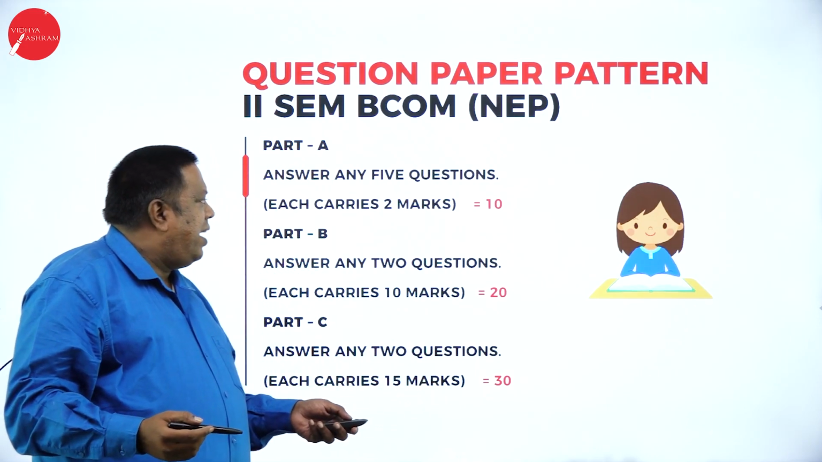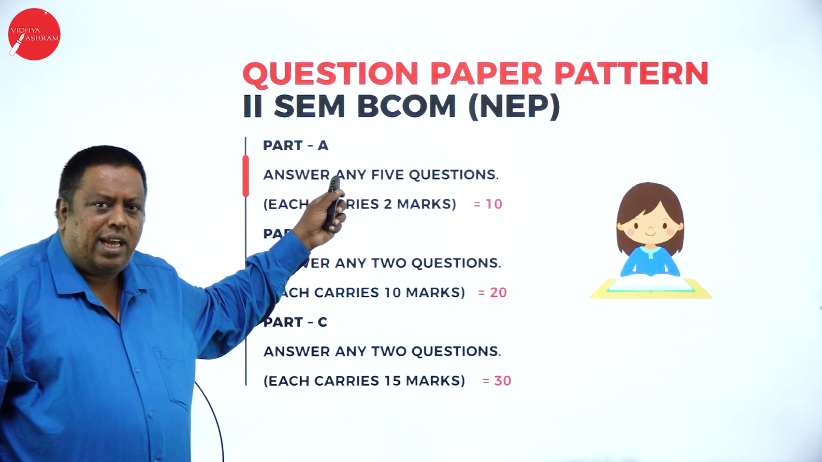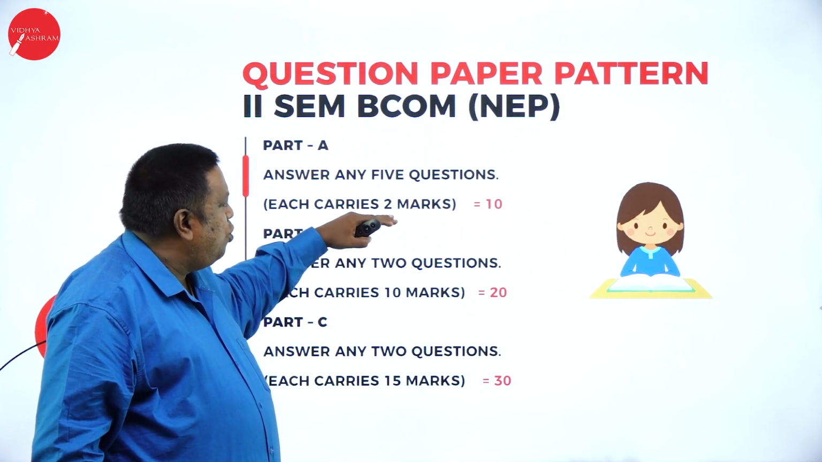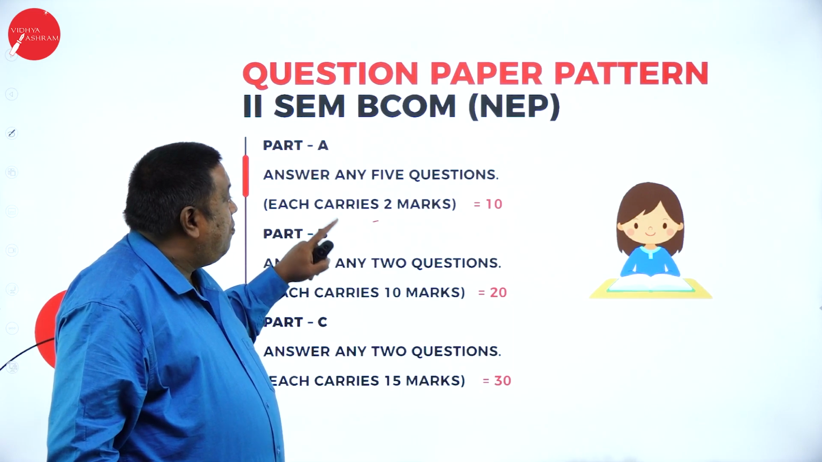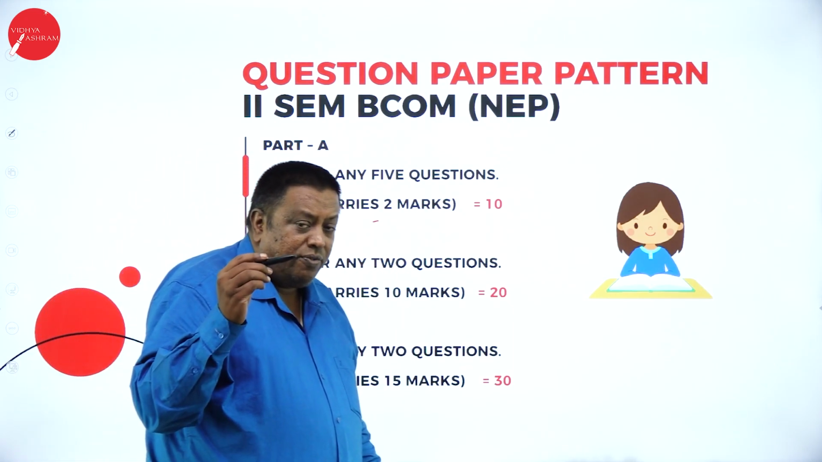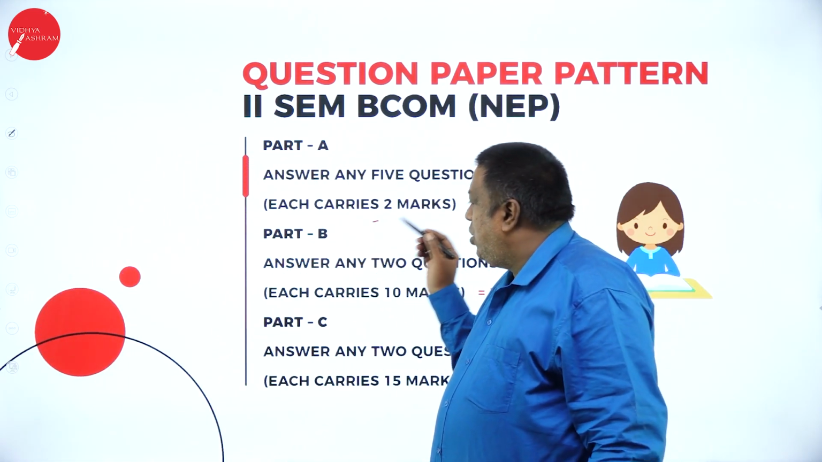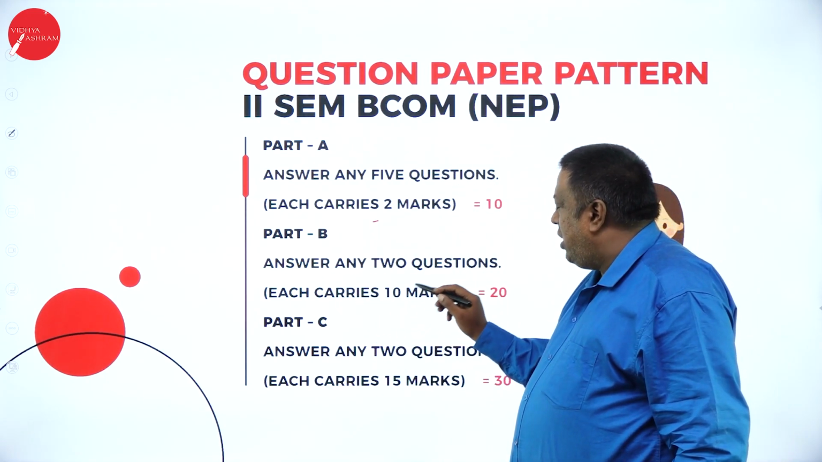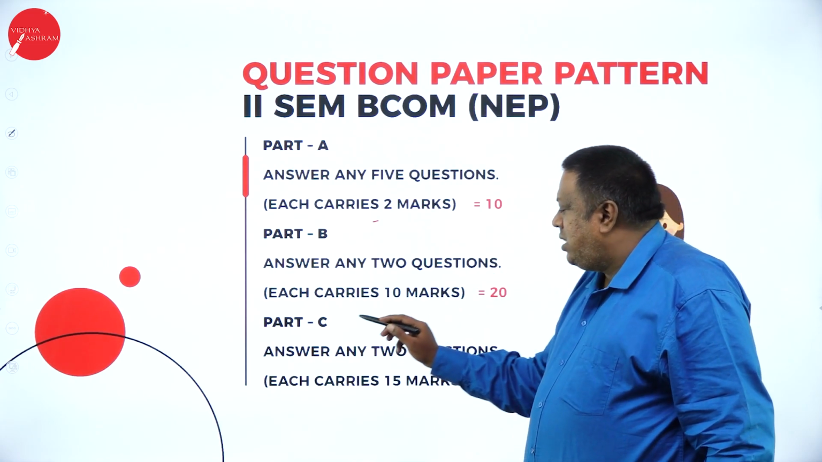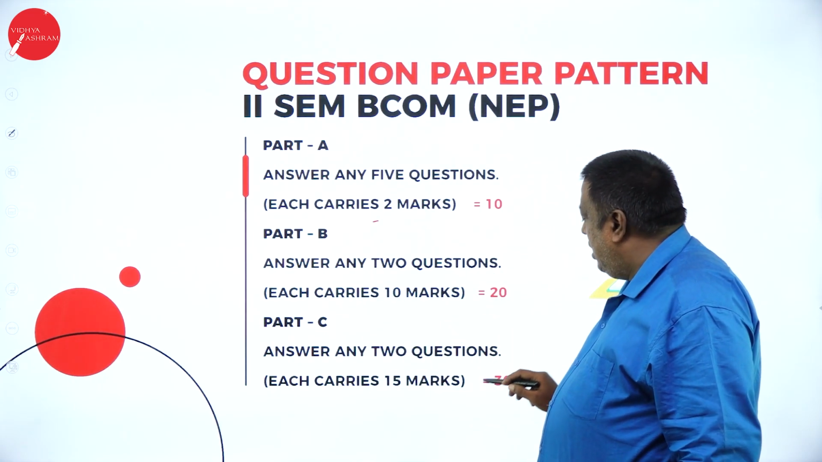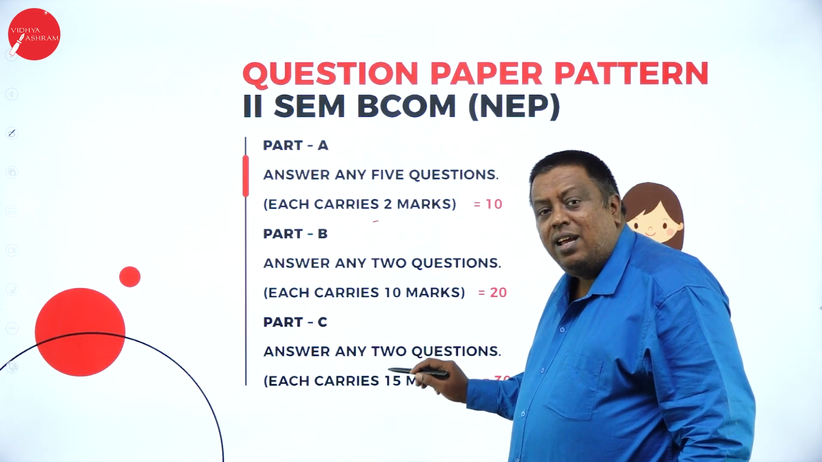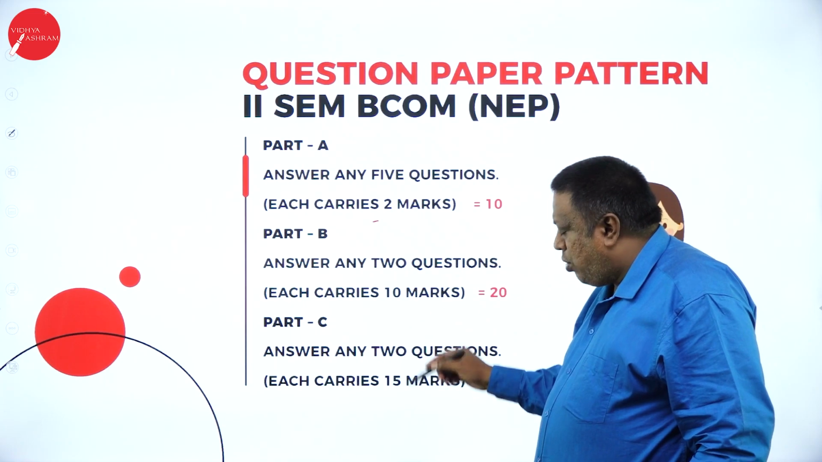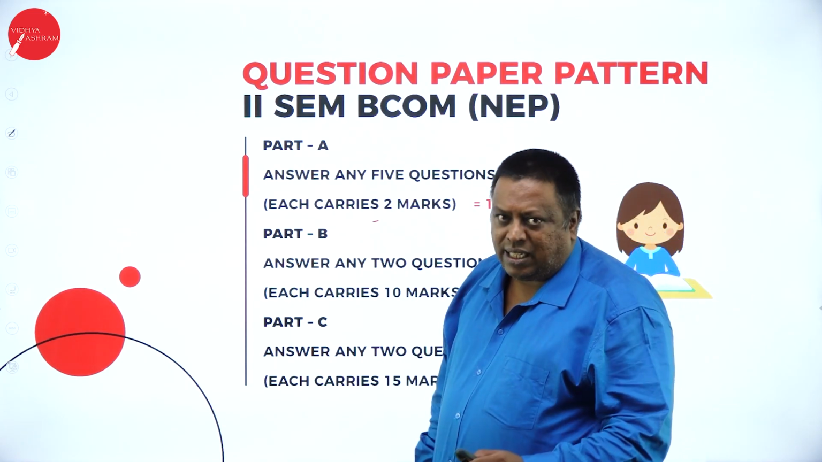They have divided it into three parts: Part A, Part B, and Part C. Part A contains 2-mark questions where I have to write 5 questions, and we'll get 10 marks. In Part B, I have to write any 2 questions, each carrying 10 marks, so it will be 20 marks. In Part C, answering any 2 questions, each question carries 15 marks, so 30 marks here. So the total weightage of this question paper is 60 marks.